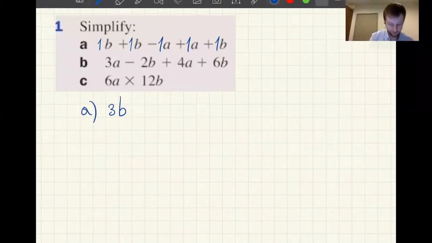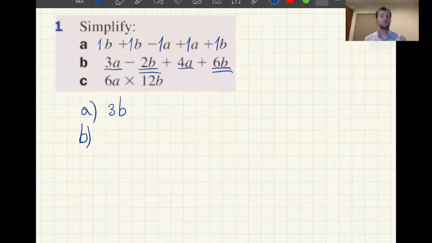Okay, so that's it. Let's go to B. In B we have, again, 3 apples minus 2 bananas plus 4 apples plus 6 bananas. The way I like to do this is I like to underline. Let's say for apples we will have 1 underline, and for bananas we will have 2 underlines.